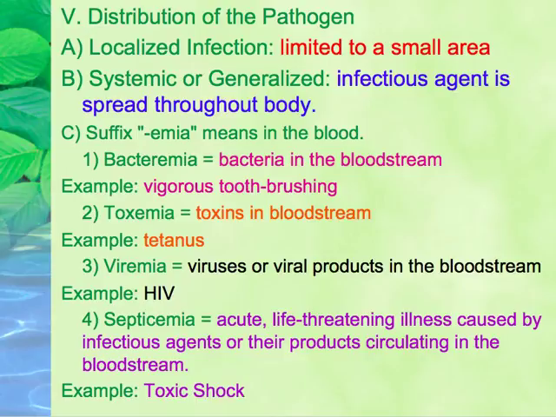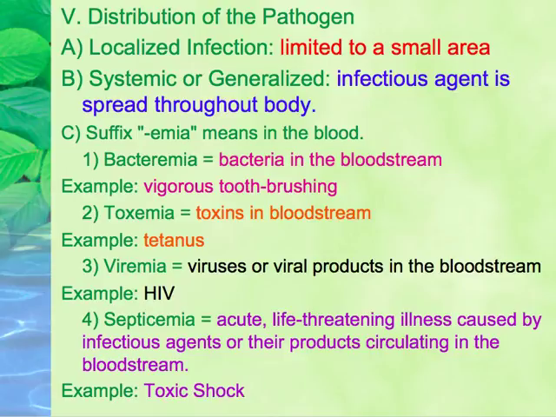One really common example of that is vigorous toothbrushing. If you're using a toothbrush that's too hard and it makes your gums bleed, the bacteria from your mouth can get into the bloodstream, and that can actually make you sick. Okay? They're actually finding a link with heart disease, that they're thinking that's how some of the bacteria actually get into the heart. Toxemia would be toxins in the bloodstream. Now, tetanus is a really good example of toxemia. Viremia is when viruses or other viral products are in the bloodstream, and an example of that is HIV.